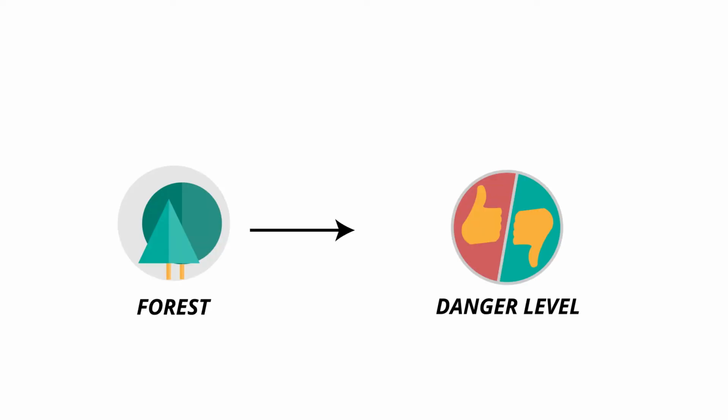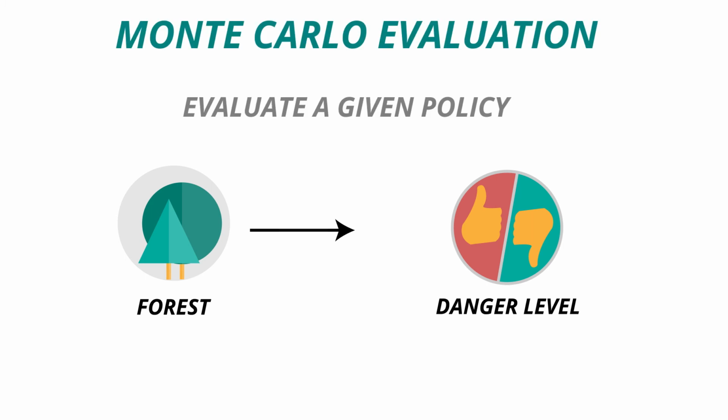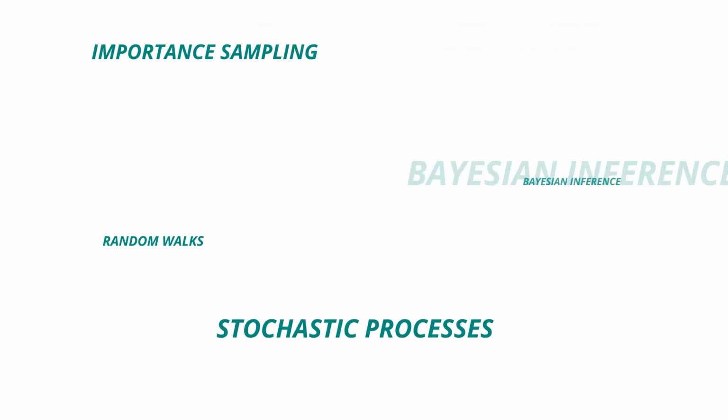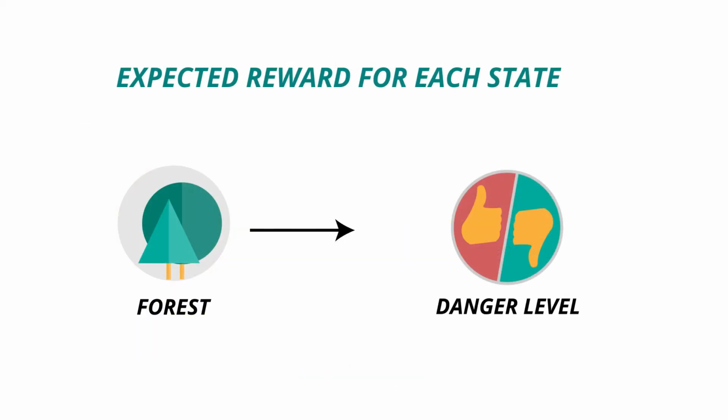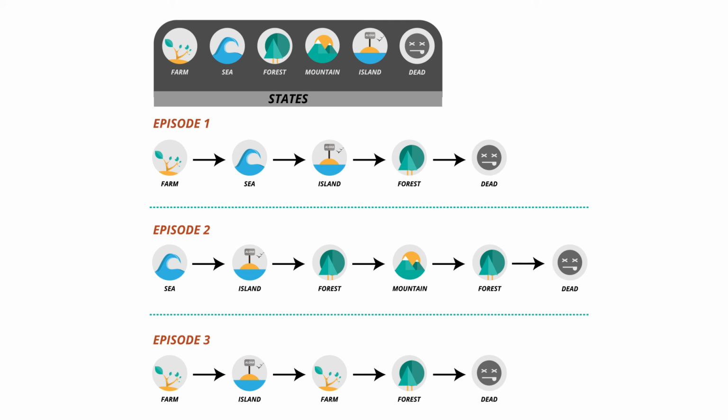Now the first way of finding this danger level is based on Monte Carlo evaluation. Whenever you hear the word Monte Carlo anywhere, not just here, always remember it has something to do with expectation or weighted mean. In this case, it is expected reward. If you can see on the screen, there are these 3 episodes which terminate with death. Now you want to learn the danger levels for each state, given that the danger level for death is -1.